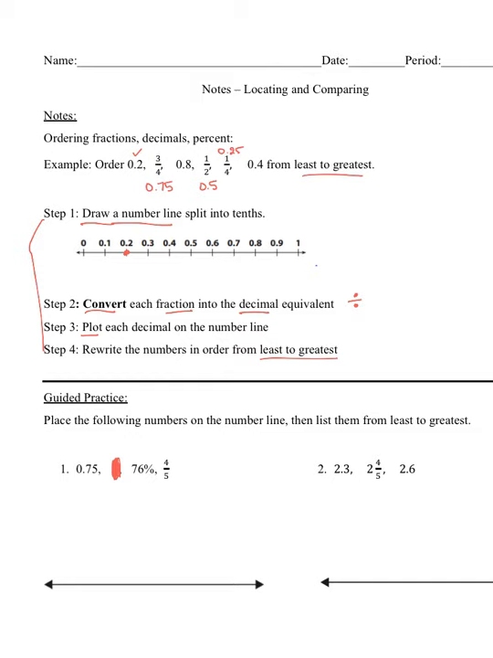3/4, 0.75, which is in the middle. You can write out either 0.75 or 3/4. 0.8, 1/2, or 0.5. Oh, it's right here. I'm sorry. This is 0.25 or 1/4, and 0.4. So we're done with plotting.